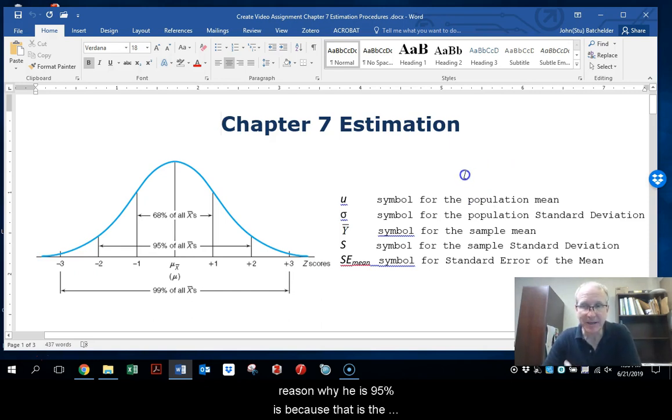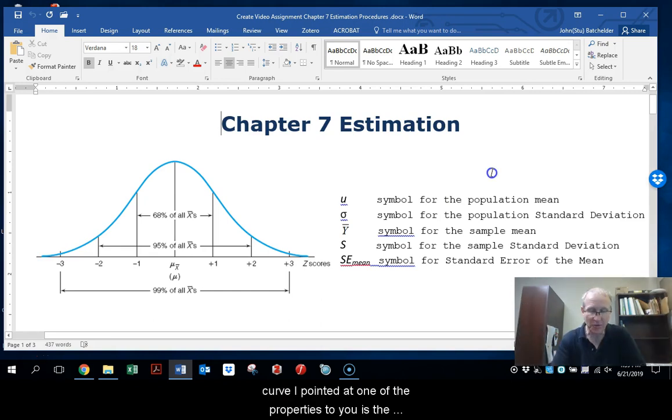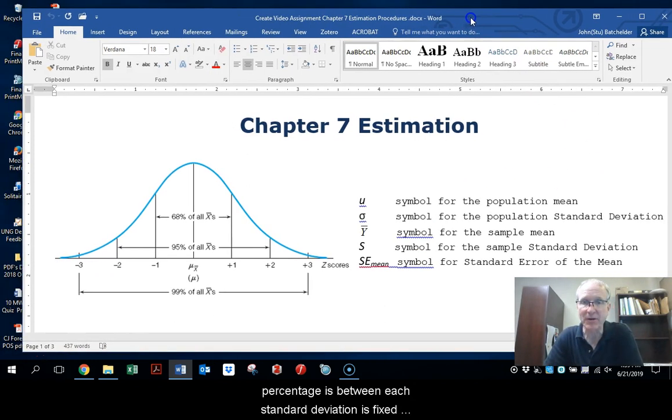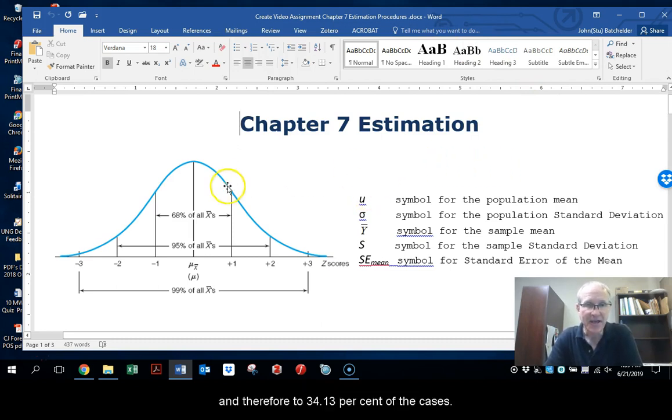Chapter 7 is about estimation. What that means is we're going to create a 95% confidence interval around a mean, so that we know that 95% of the time the mean will fall within 2 scores. And the reason we're using 95% is because that is the standard coin of the realm for all of us little statistics, social science students.